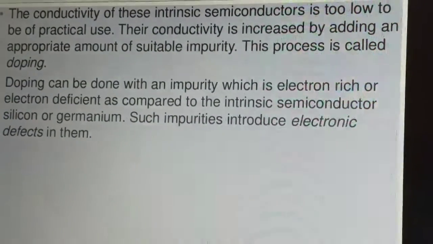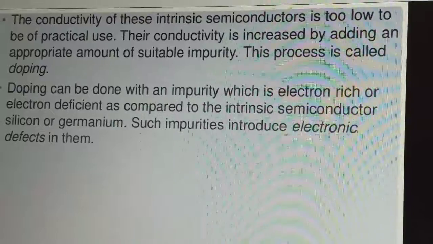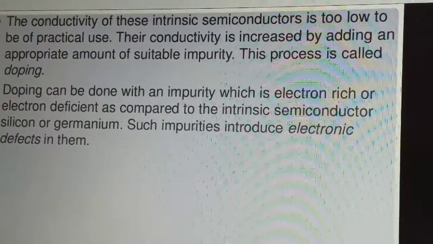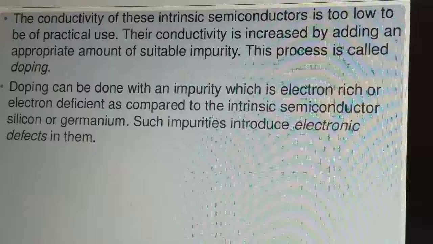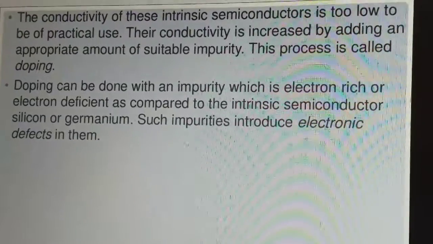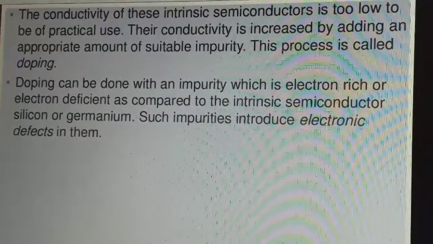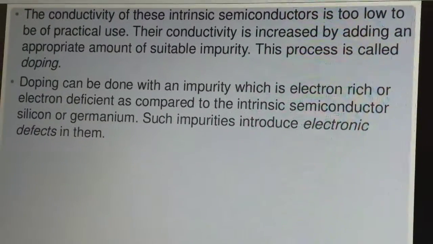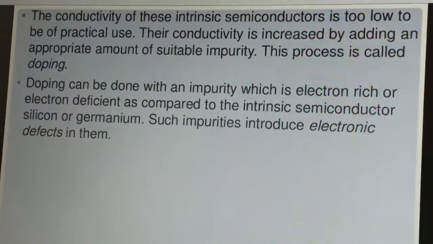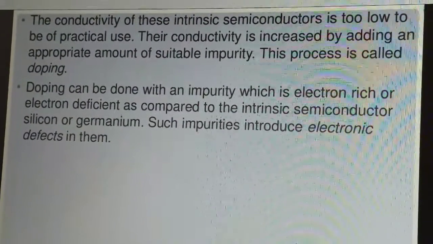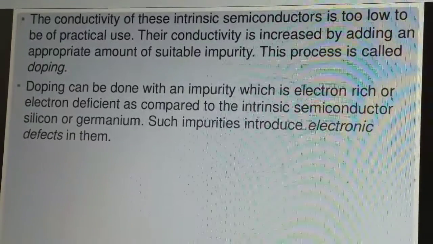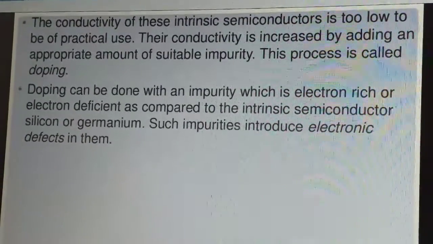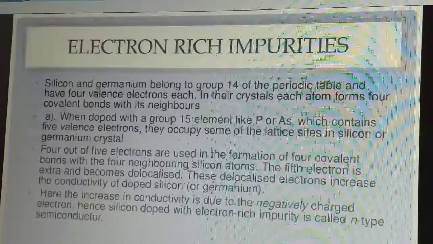And doping can be done with an impurity which is electron rich or electron deficient as compared to the intrinsic semiconductor, silicon or germanium. Suppose you want to improve the conductivity of silicon or germanium, you can add the impurity. That impurity may be electron rich or electron deficient. Finally, the conductivity of the silicon and germanium is improved, and this process we call doping. Such impurities introduce electronic defects in them.